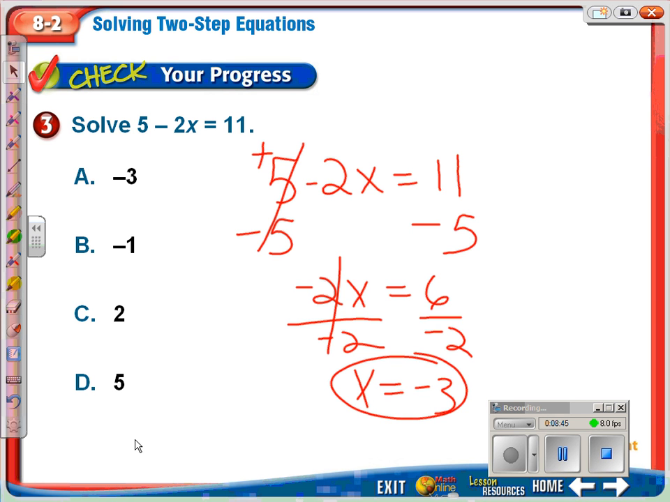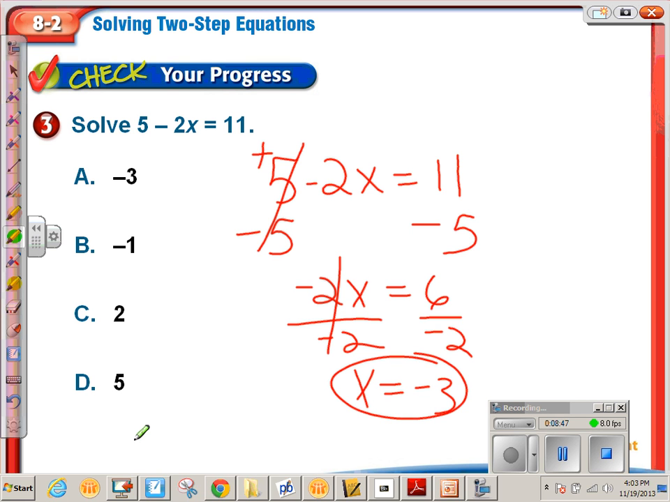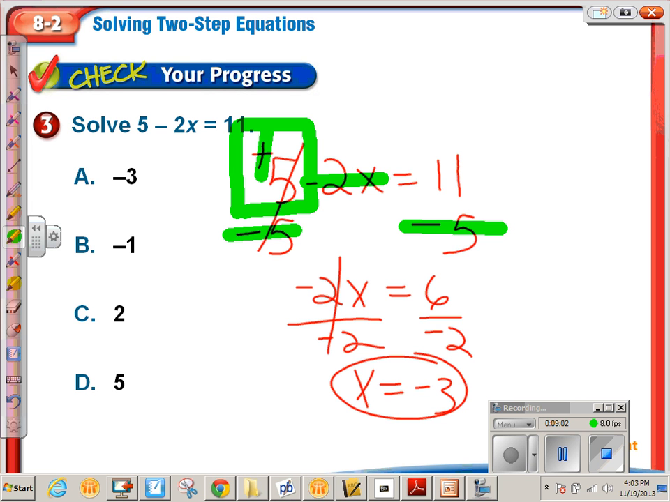Welcome back. Some key points on this problem is I know I want to get my -2x by itself. In order to do that, I have to get rid of a +5. How do I know it's a +5? Because there wasn't a sign there to begin with. I added that 5 there. To get rid of a +5, I'm going to subtract 5. I do that on both sides of the equation. Notice that my equal signs are lined up, and I am working both sides of the equation.